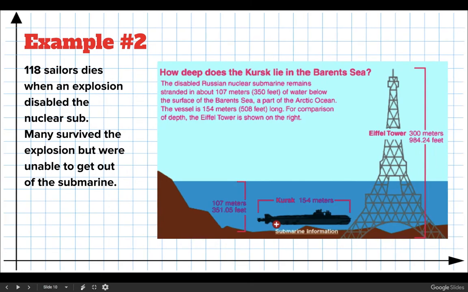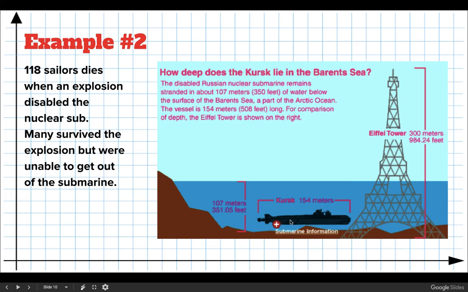Okay, a second example involves a submarine which experienced an explosion and was disabled, and it sunk to the bottom of the Barents Sea. And the Barents Sea isn't very deep. So here's a picture of the submarine, and it's not even as deep as it is long. And you can see the Eiffel Tower right here next to it for comparison. So it's not really that deep. It was 107 meters of water.